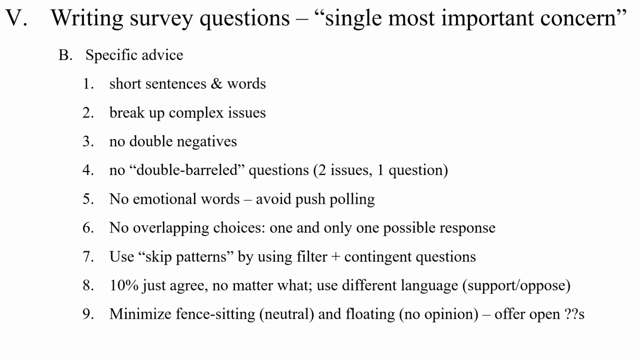So using skip patterns, you'll see these. Filter and contingent questions, what that means is, okay, if your answer is yes, answer these 3 questions. If your answer is no, skip these 3 questions. That's is it yes or is it no? That's a filter question. And the contingent questions are contingent upon your answering yes or no.